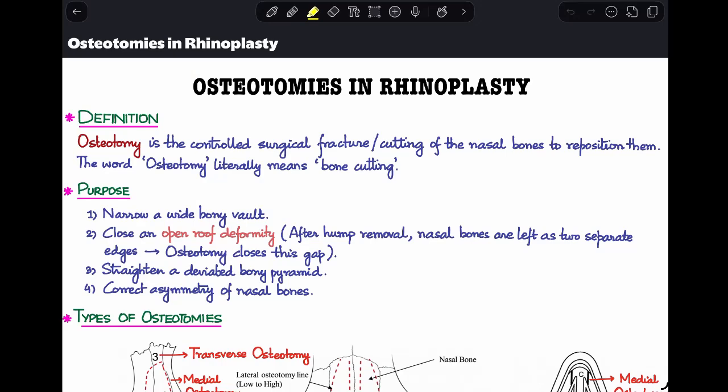Today I'll be discussing the different osteotomies that are done in rhinoplasty. This is a very commonly asked theory question in your university exams, and it's quite important to understand this also because this is a very integral part in the procedure of rhinoplasty. We'll talk about what is osteotomy, why are we doing the osteotomy, what are the different types of osteotomies that are there. We'll discuss the approaches to these osteotomy and the steps of it. And lastly, we'll end with the complications of osteotomies.